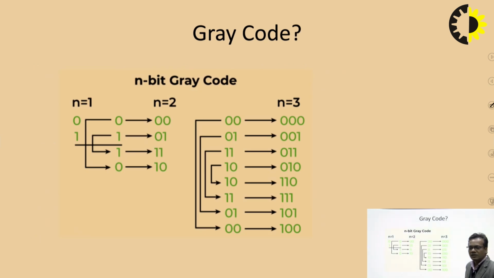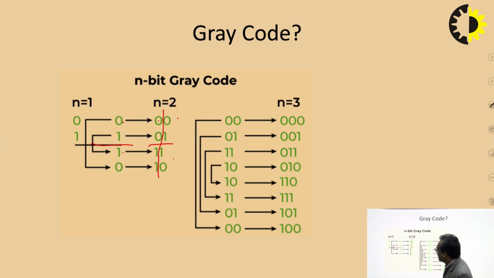So how is the Gray code created? For n equals 1, it is a minimum change code, or you can say a mirror code. If it is 0, then 1, then again 1 and 0. So it is a kind of mirror code. You can check here also, the different bits are a mirror code. This is the mirror code of this, and this is the mirror code of this.